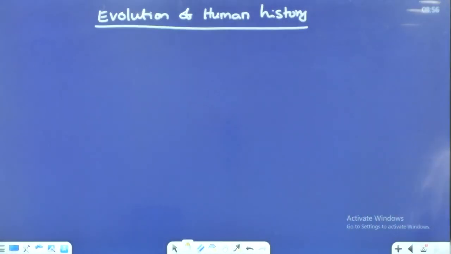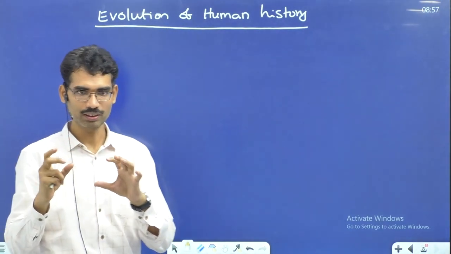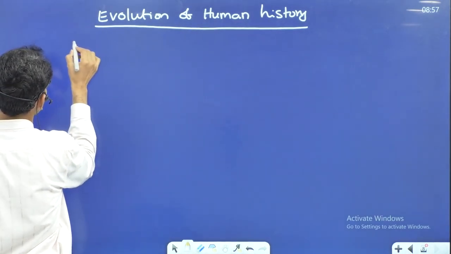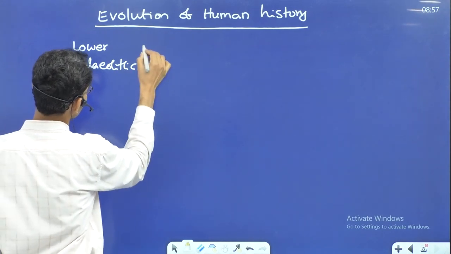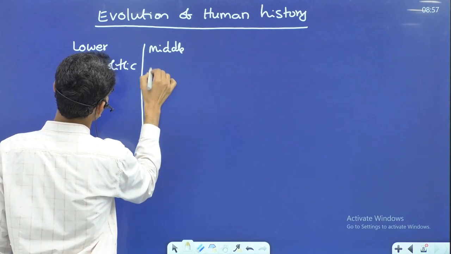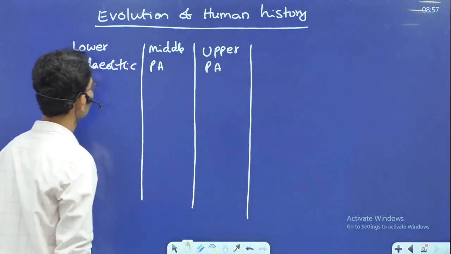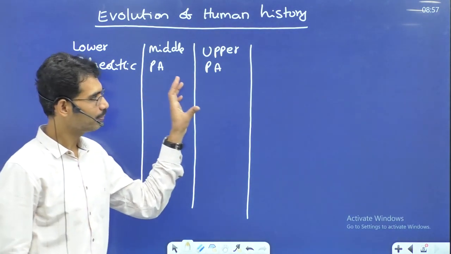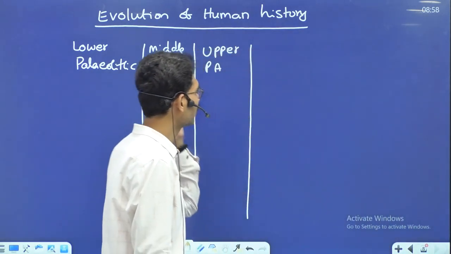Evolution of human history. Here we will write very small words only so that you will have a better idea about these things. Lower Paleolithic, Middle Paleolithic, Upper Paleolithic, or you can do one thing, you draw one table for Paleolithic only, because this will help. And from the next table, Mesolithic, like that we will write. Mesolithic, Neolithic, Chalcolithic later.